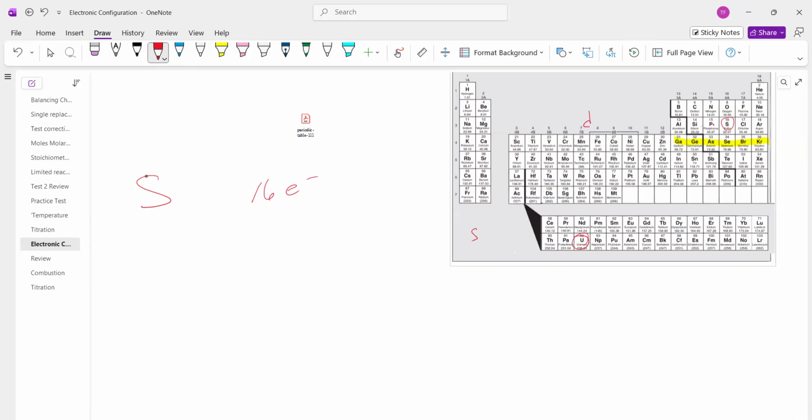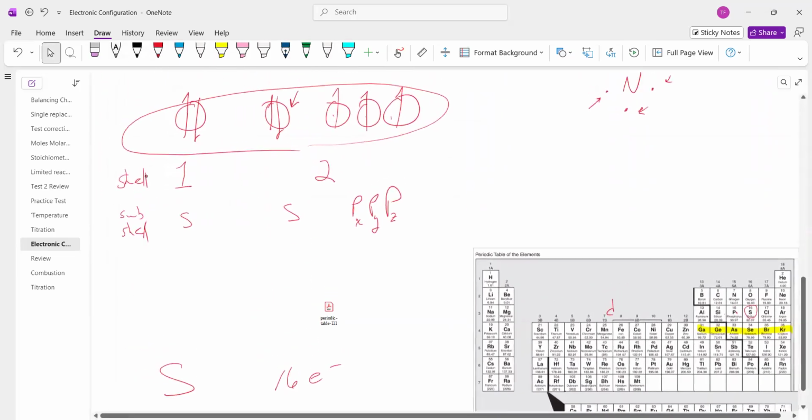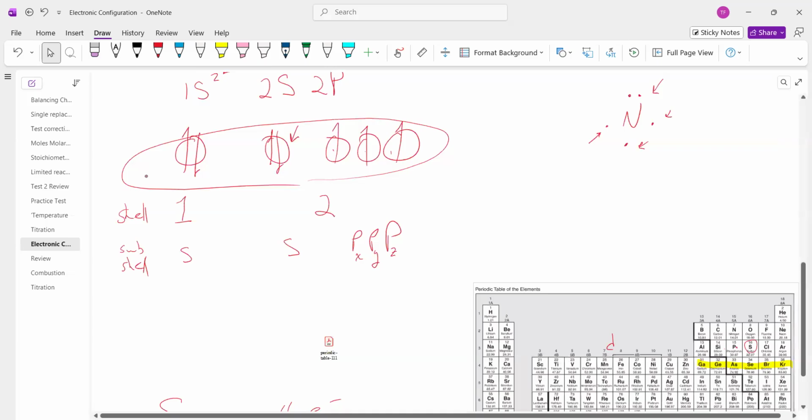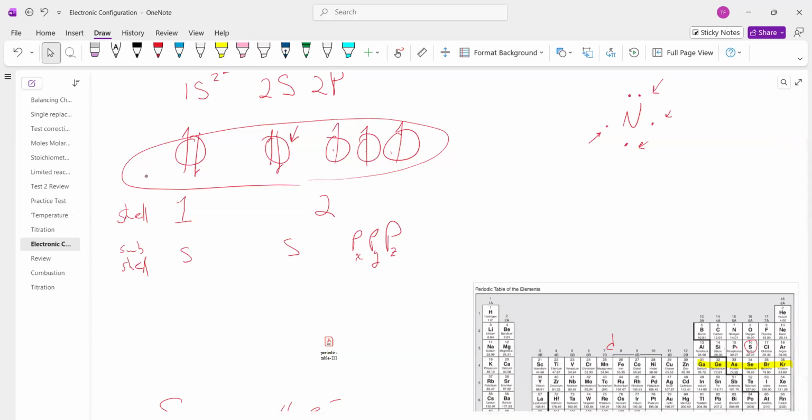Okay, one last point to make. There are two kinds of electrons in all atoms. You have core and valence. And when we talked about Lewis structures, we always talked about the valence electrons. Those are the outermost electrons. So you look at the shells. What's the highest number shell? In this case, it's 2. So that's the valence electrons. Everything else are core electrons.